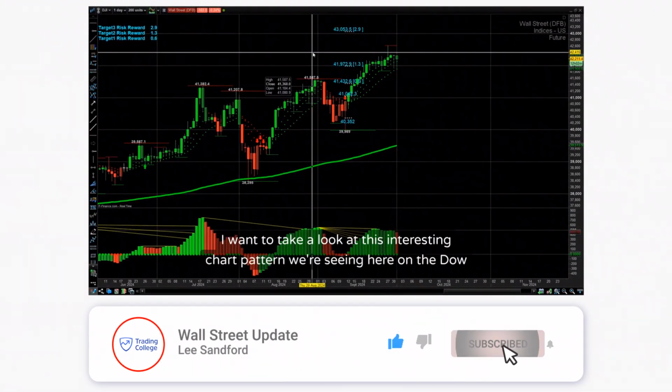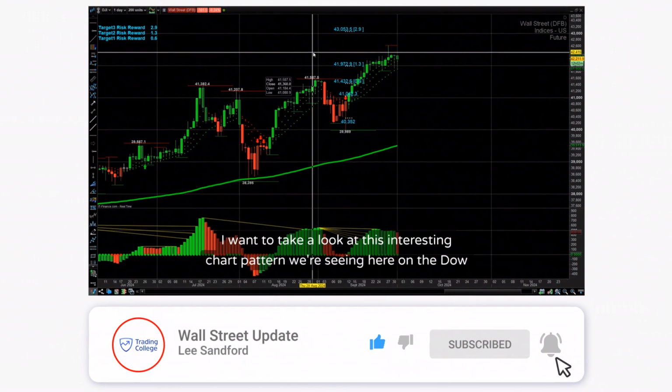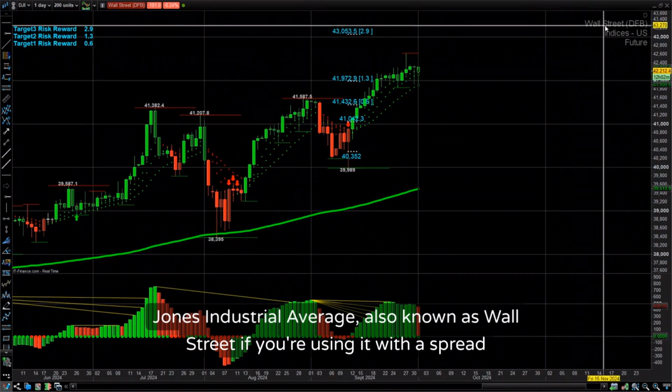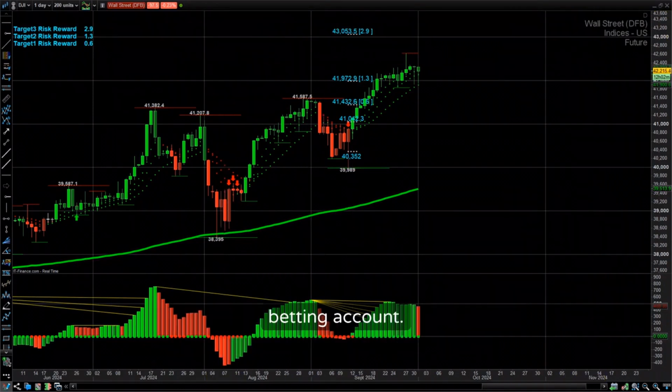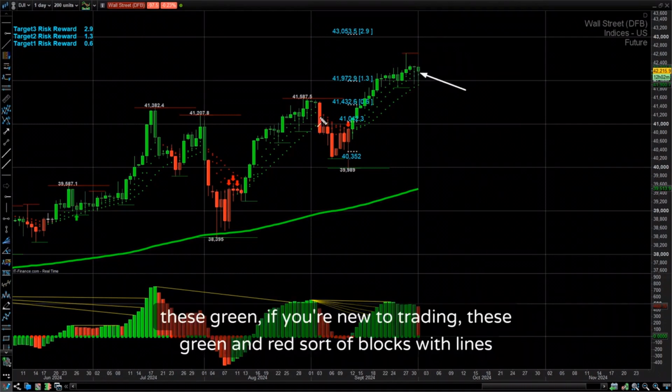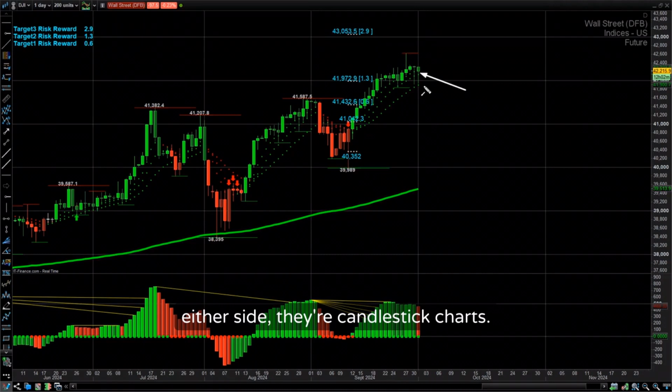I want to take a look at this interesting chart pattern we're seeing here on the Dow Jones Industrial Average, also known as Wall Street if you're using it with a spread betting account. Now what I want you to look at are these two candlesticks here. If you're new to trading, these green and red blocks with lines either side are candlestick charts. And they have a body and they have wicks.